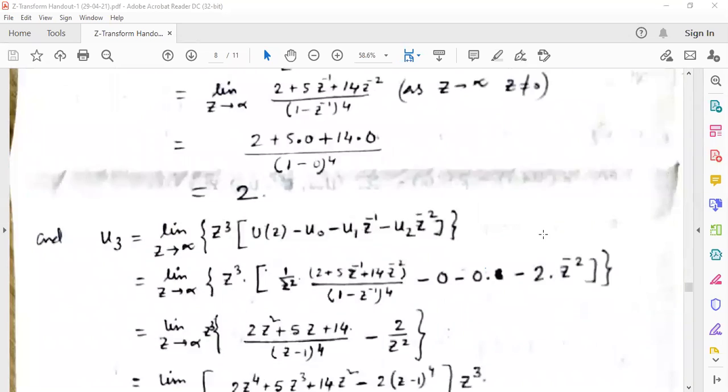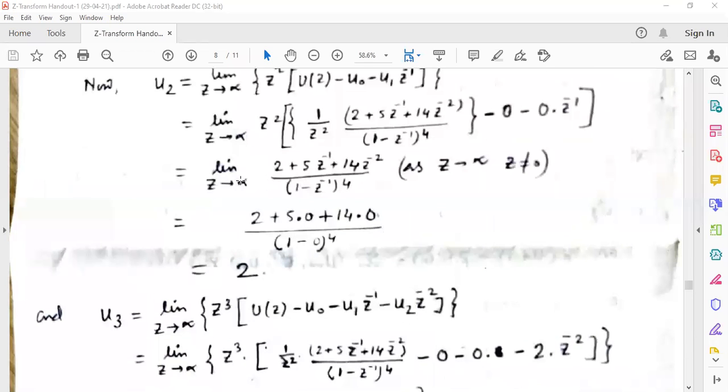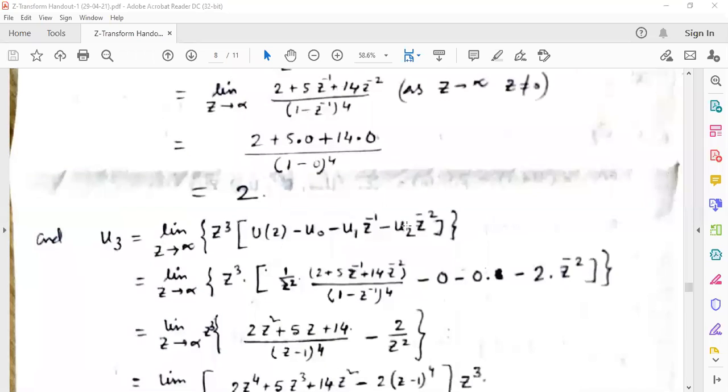Now we have to find out the value of u3. u3 equals limit z tends to infinity z cube times uz minus u0 minus u1 z to the power minus 1 minus u2 z to the power minus 2. Already u0 and u1 are given as 0, so these two parts will be 0. The value of uz is put here. Here z cube remains unchanged. Now the value of u2 we have already got, it is 2. So it will be 2 z to the power minus 2, but yet it will be 0 as z tends to infinity.